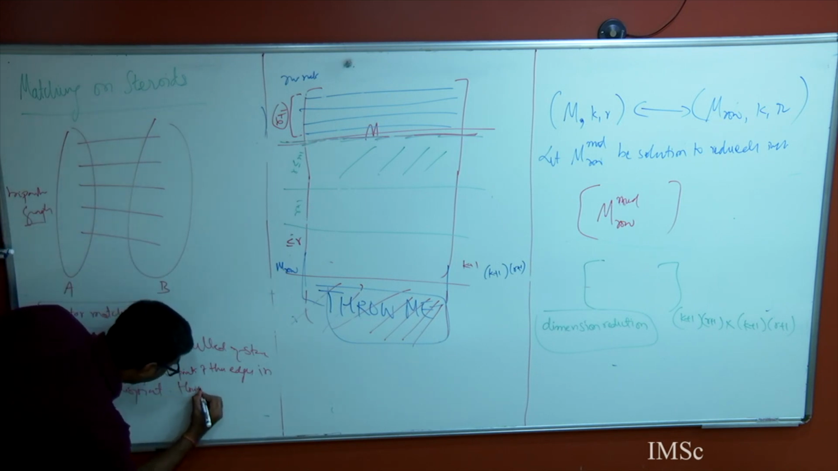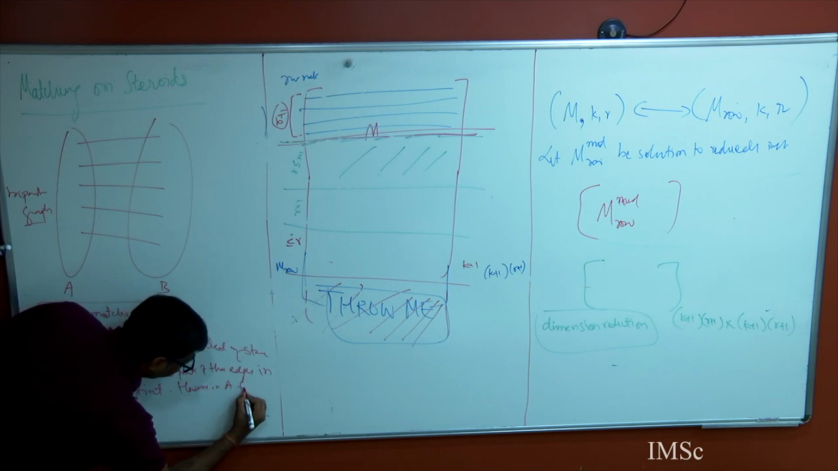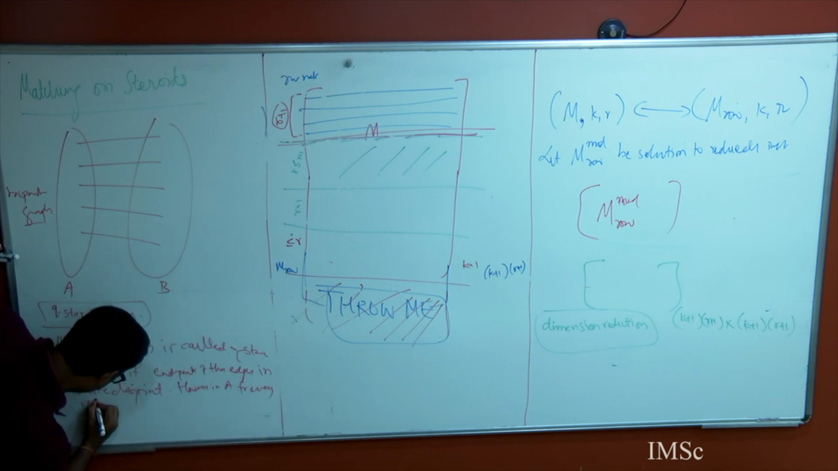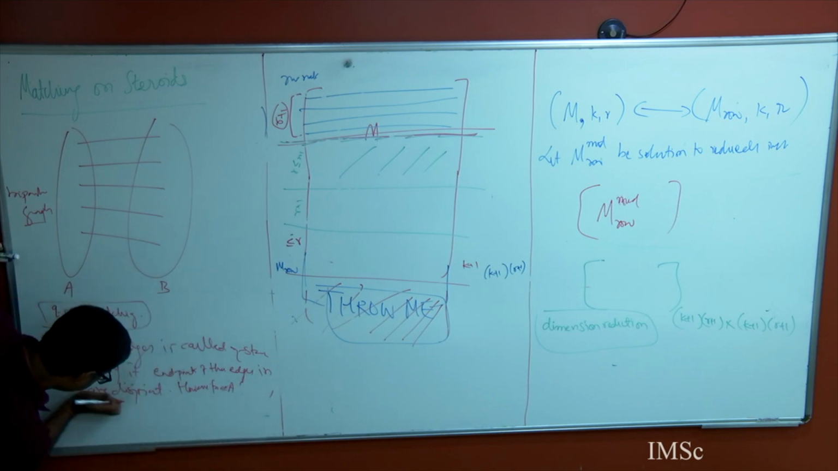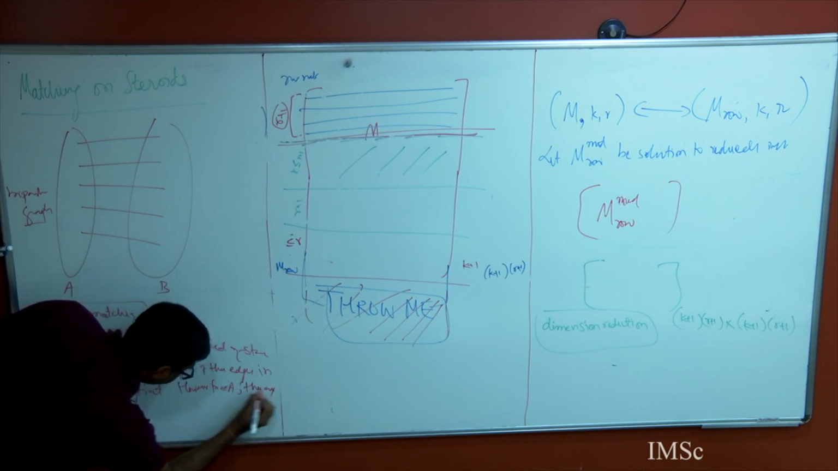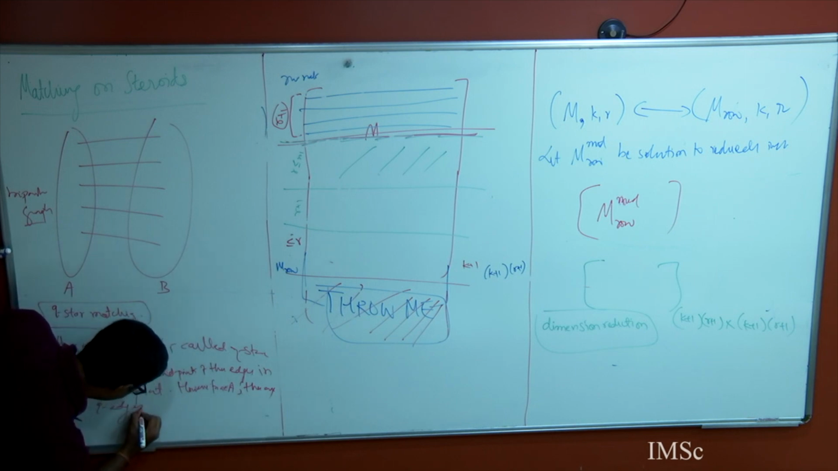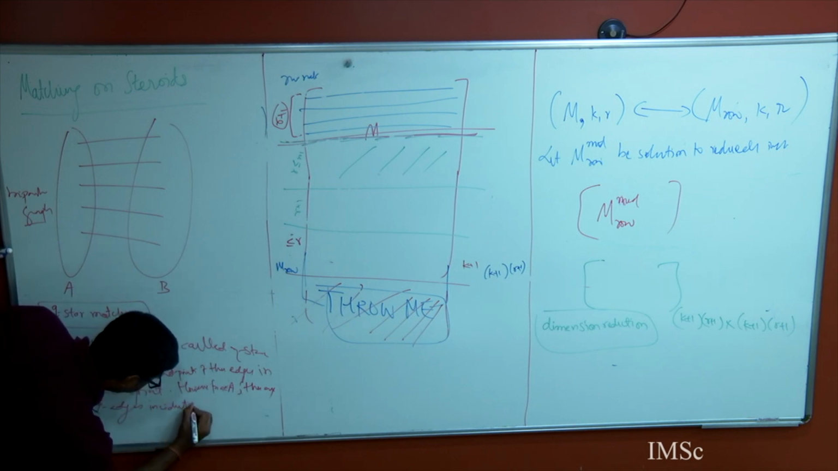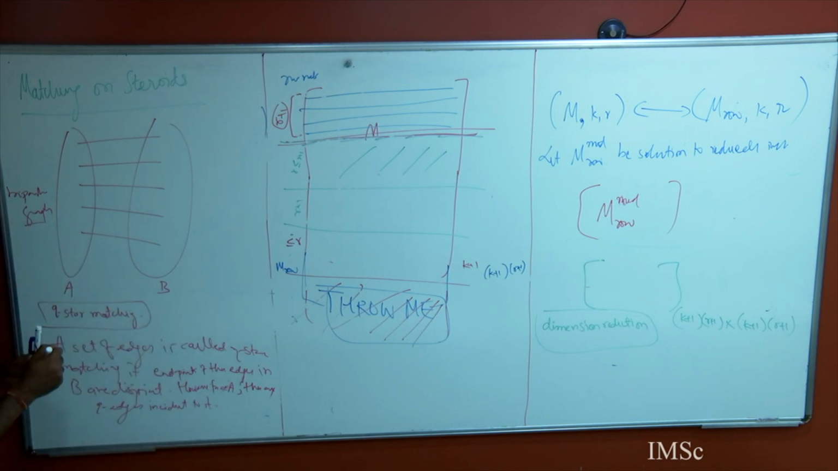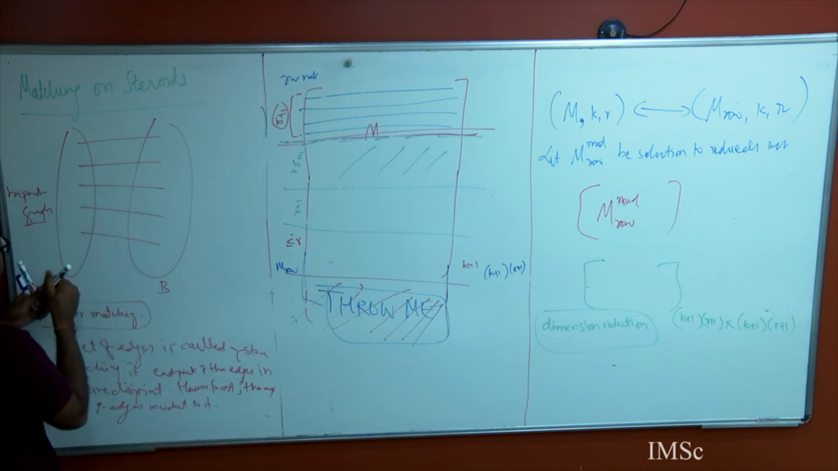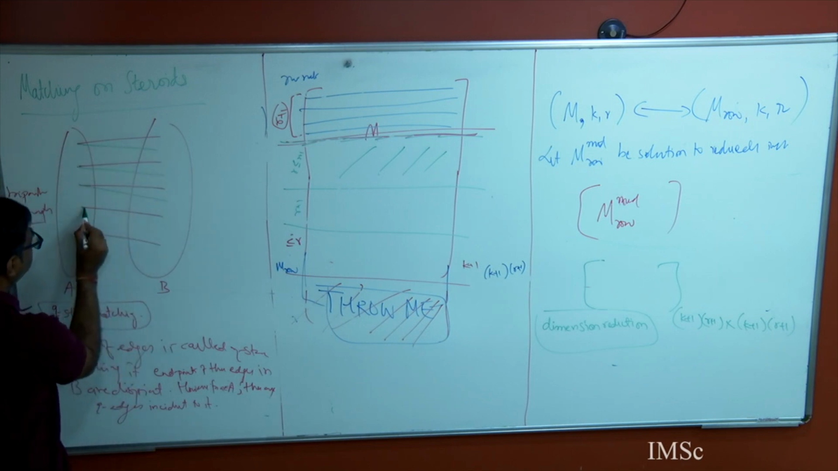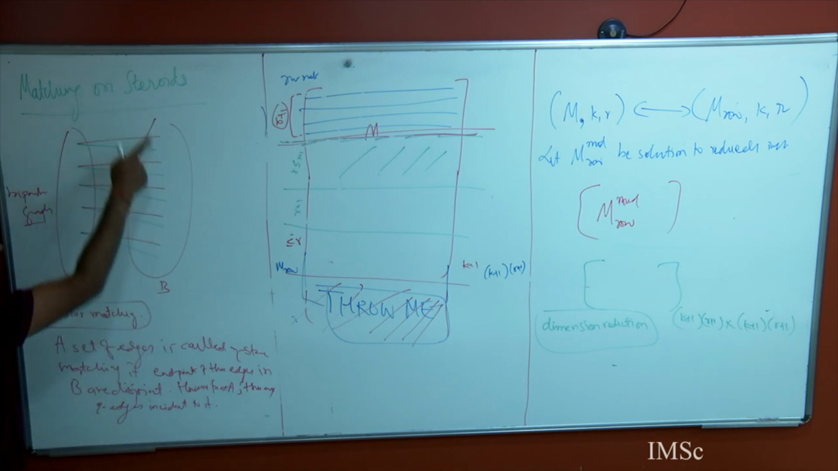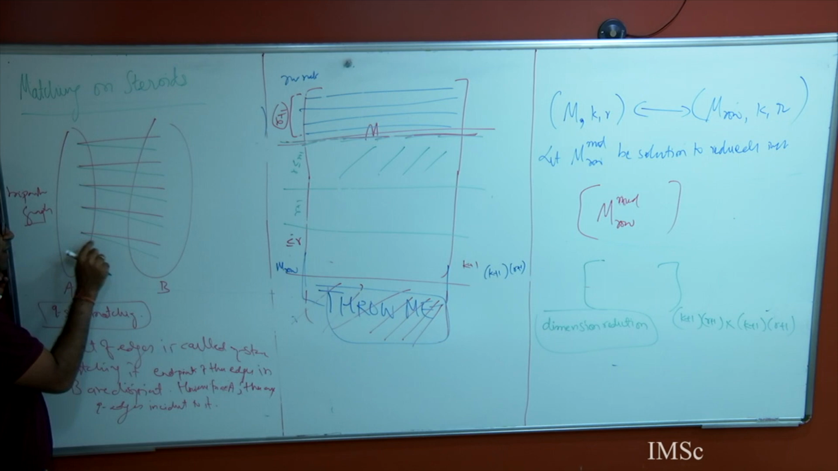However, in A, for every vertex a in A, there are Q edges incident to it. So how will this object look like? It is like a 2 star matching, like this. In B they are disjoint, but in A for every vertex there are 2.